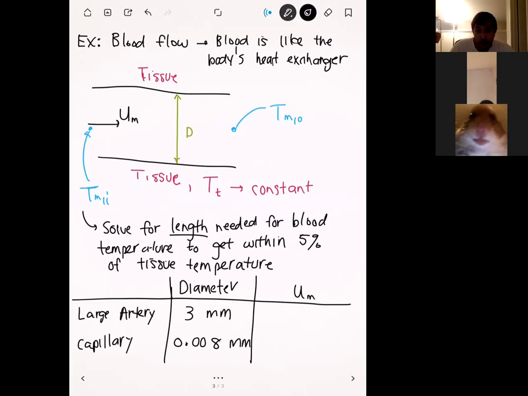And we can also characterize the mean velocity. For the large arteries, they have a mean velocity of around 130 millimeters per second. And then for your capillaries, they have a mean velocity of about 0.7 millimeters per second, okay? And so we're going to solve this problem under both of these conditions, okay? All right, any questions on the problem setup?